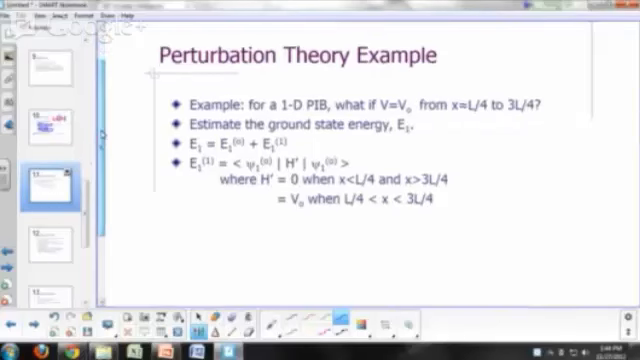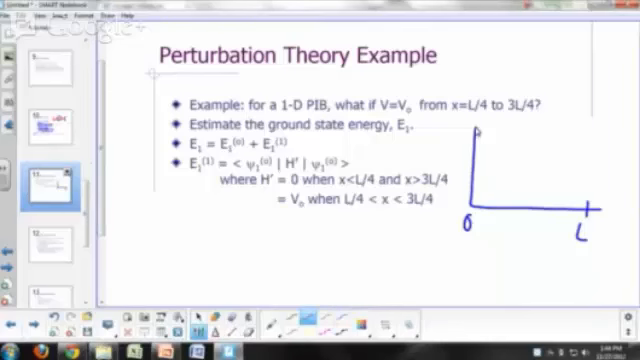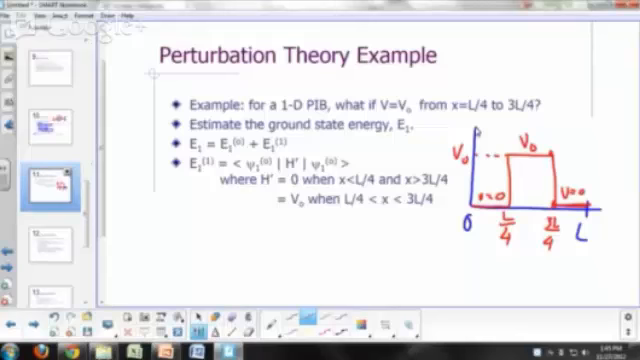That's a fairly simple problem. You have a particle in a box, but instead of the potential energy being 0 from x equals 0 to x equals L, we're going to make our potential energy jump to some finite value V naught between x equals L/4 and x equals 3L/4. So it's non-zero between L/4 and 3L/4, and then it goes back to 0 after that. V is 0 to the right of that barrier. So you have a barrier in the middle of the box.